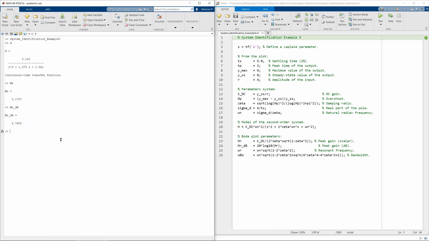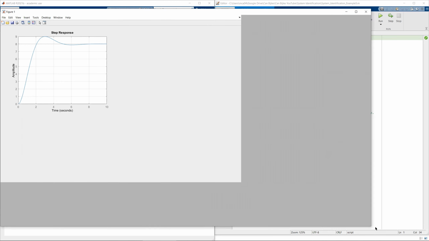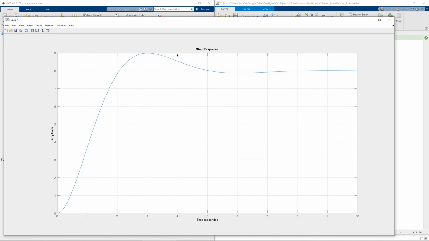Of course I need to make a semicolon here, so I will then have the response. That's the response I have here. Let me make it larger. So this is the step response with an amplitude of 4.